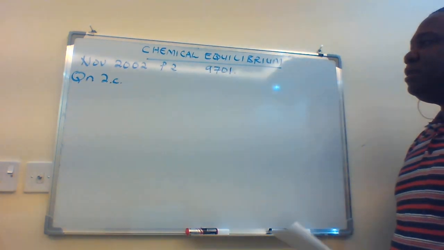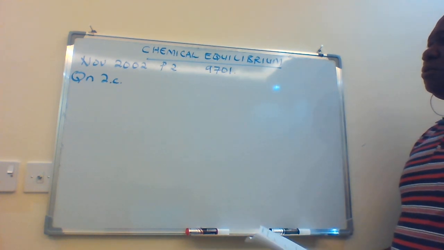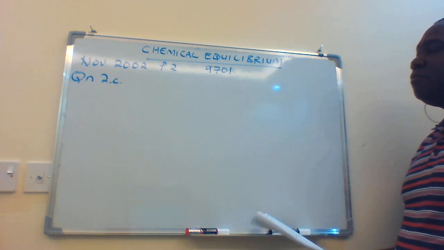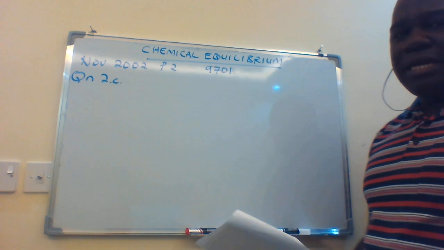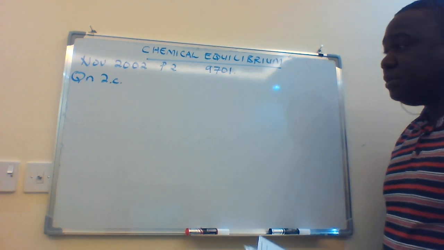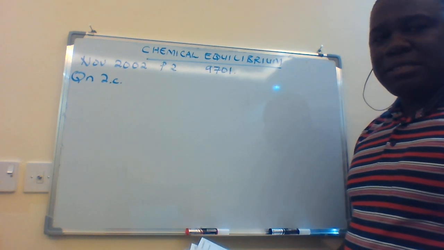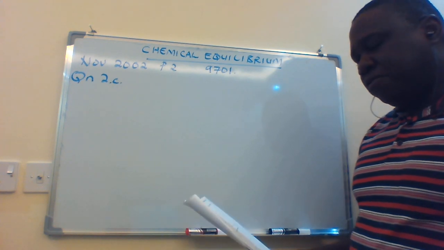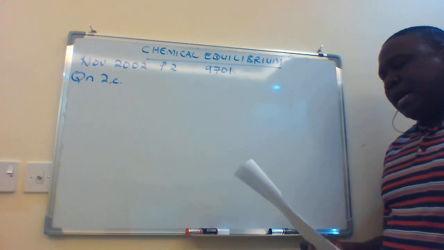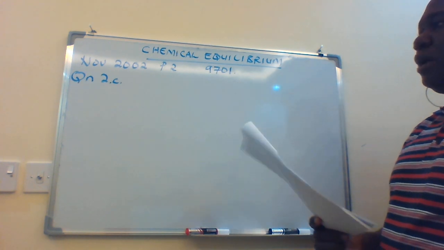I want to focus on a question that came in November 2002, paper 2, for this year called 9701. The question was focusing on calculating the equilibrium constant Kc, given the number of moles which were initially present, and then we're supposed to determine the number of moles at equilibrium, the concentration at equilibrium, and as a result, determine a numerical value for Kc.